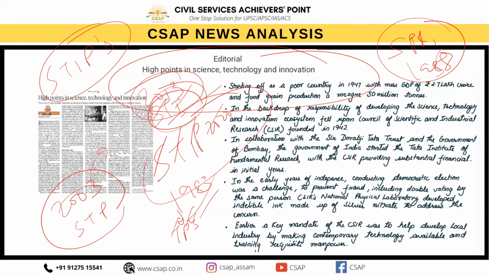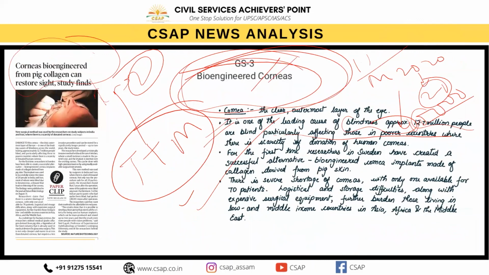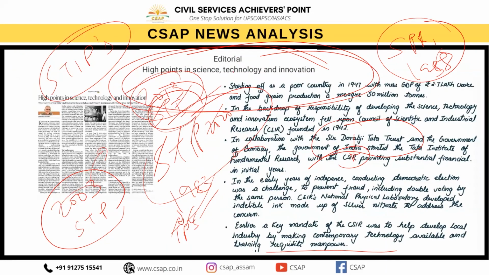Through these innovations, in collaboration with other basic institutions of today, supposedly the Sir Dorabji Tata Trust in Mumbai, along with the CSIR, that is the Council of Scientific and Industrial Research, we can cooperate and make a mandate of making contemporary technology available and training the required manpower in this country in a wholesome manner. This is what we want to do through science, technology and innovation. Supposedly, what I mentioned in the previous one, bioengineering corneas, this is also an Indian ophthalmologist, who is making technology work with medicine. So in this we are using some form of technology.